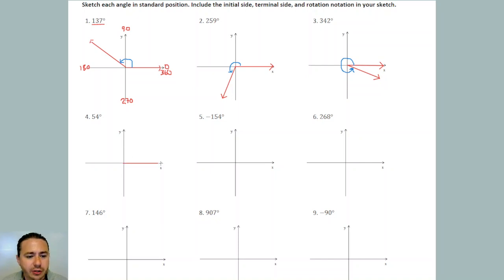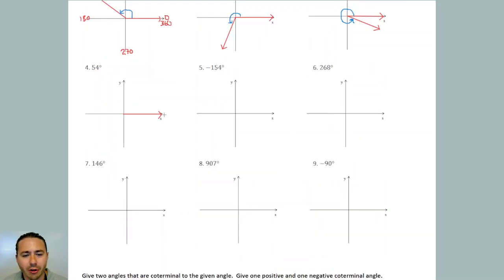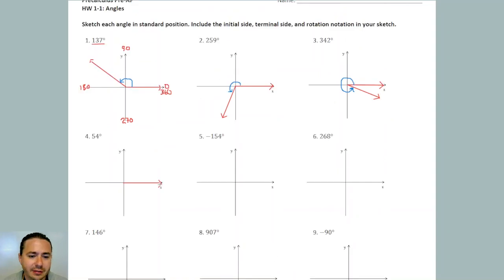For 54, here's my initial side. If you want, you could run through all these and just draw all the initial sides because they're always going to be in the same place. We're trying to get these in standard position, and the definition of an angle in standard position is that the vertex is at the origin and the initial side is along the positive x-axis. So 54 degrees is going to be slightly more than halfway to 90. I'm just going to put it roughly here, and my rotation notation goes here. Okay, let's try to clean that up a little bit. It's kind of hard to freehand these. I use a tablet and it comes out a little nicer, but what can you do?